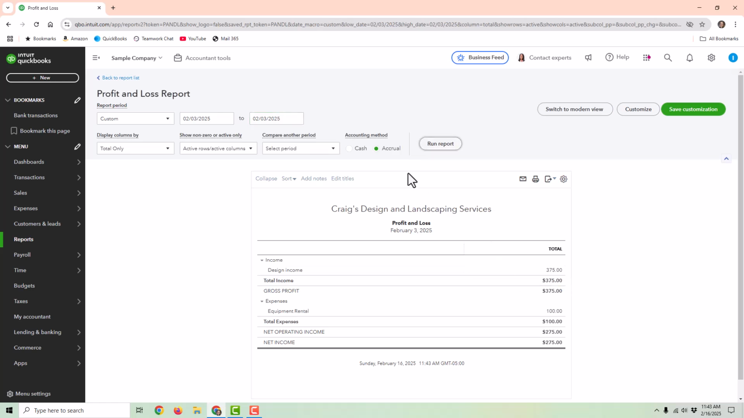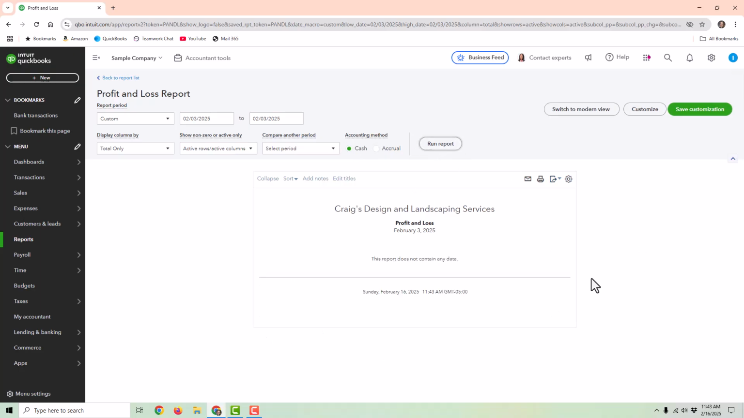Okay, so under accrual basis, it shows both the income and the expense, even though money has not been exchanged for either one of those yet, not until the 20th of February. And then let's look under cash basis. And now under cash basis, neither one of those items show up on February 3rd, because the money hasn't been received or paid yet.